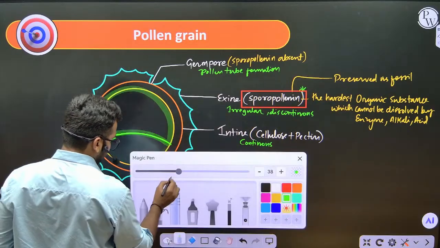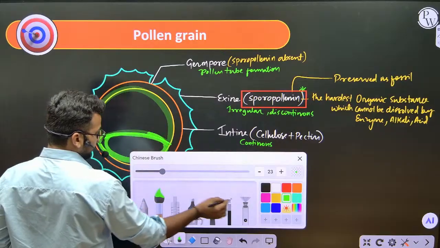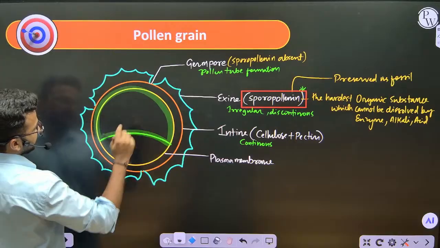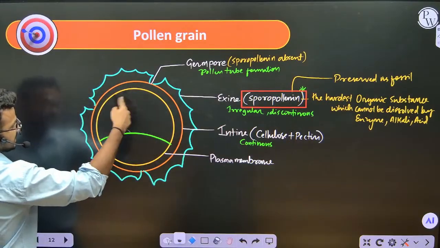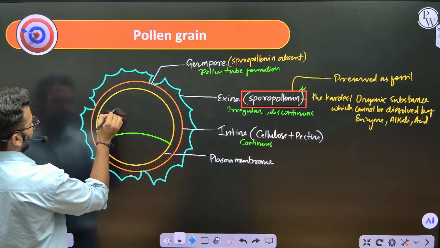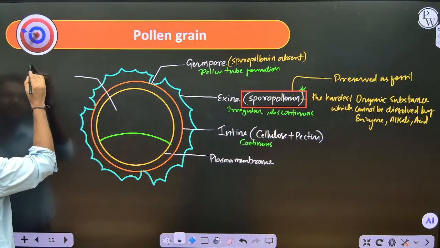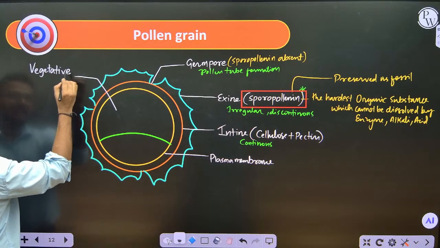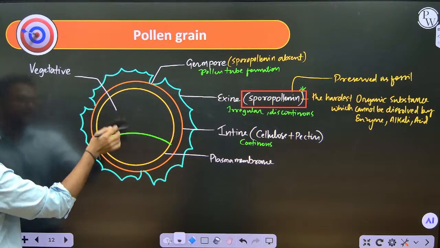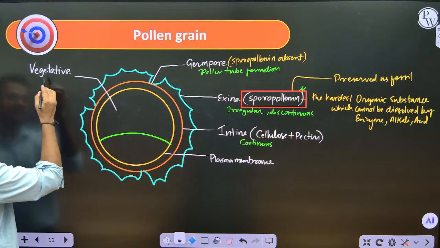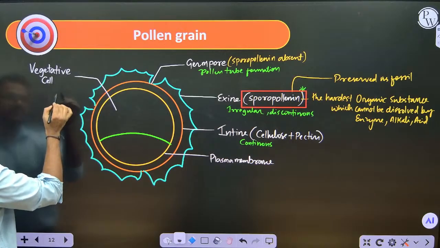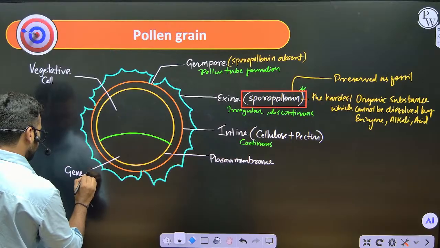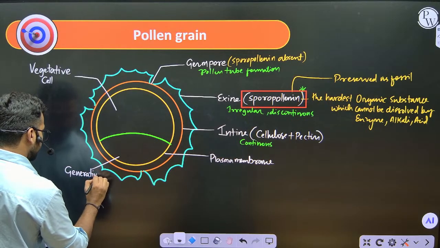So there are two types of cells that you are seeing here. The cell which is bigger in size, I am calling the vegetative cell. After one mitotic division in the pollen grain, one is the vegetative cell, which is bigger, and another one is the generative cell. This is the generative cell.